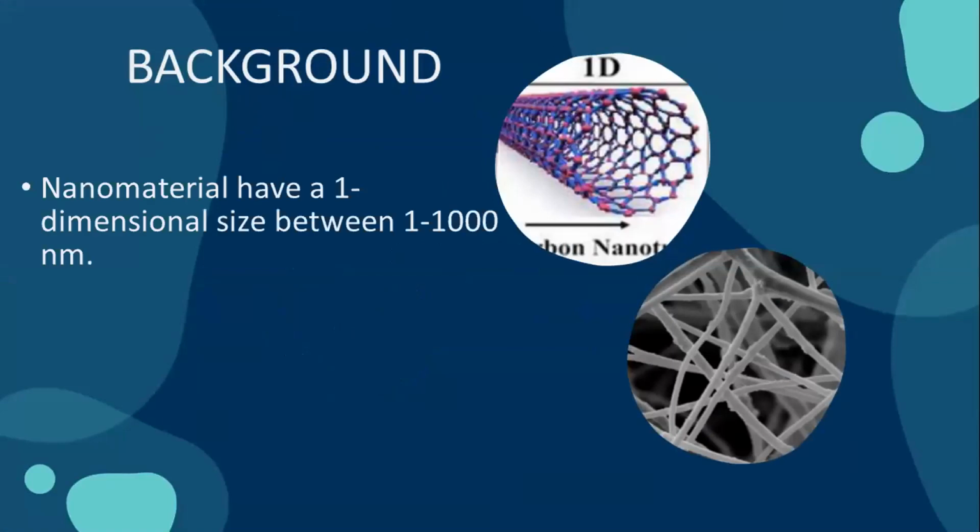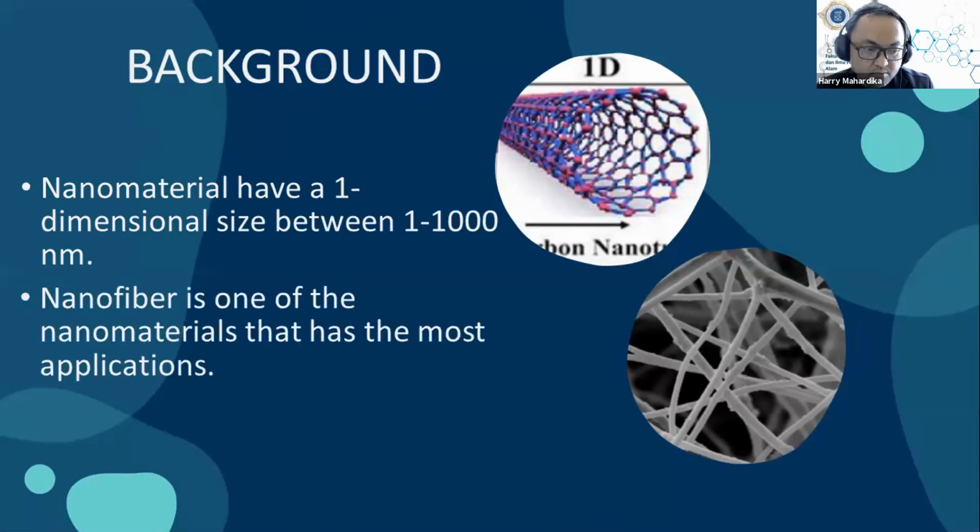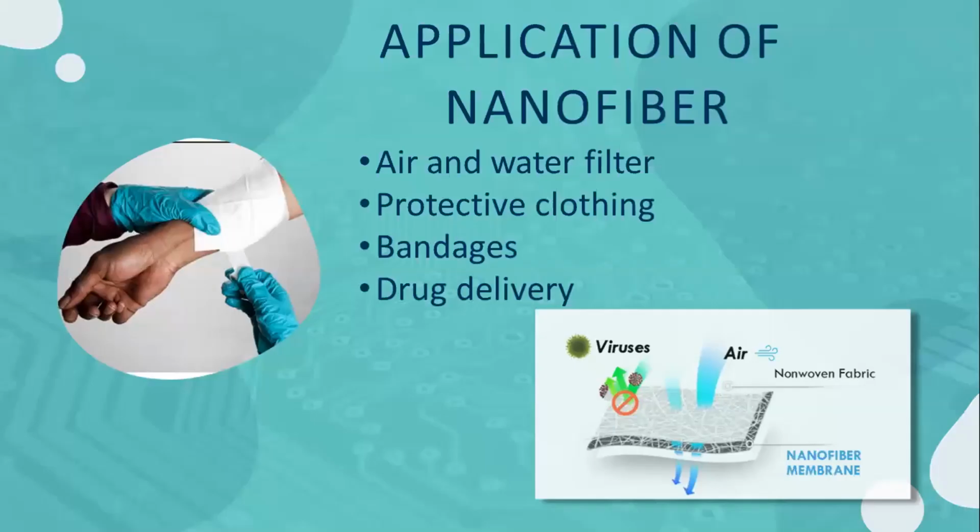Nanomaterials are materials that have one-dimensional size between 1 to 1000 nanometers. Nanomaterials have extraordinary mechanical and chemical properties. Among all nanomaterials, the nanofiber is one of the nanomaterials that has the most applications. Nanofibers are used in air filters, water filters, protective clothing, bandages, and drug delivery.